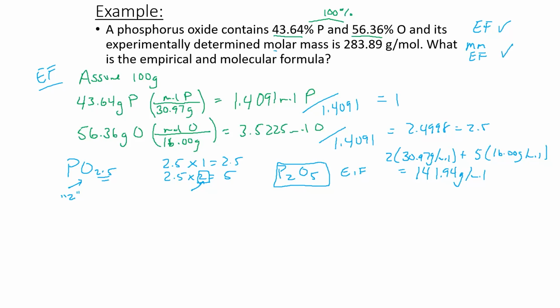And the third thing is again found in the actual problem, the approximate molar mass. So we're going to take the approximate molar mass of the compound, which in this case is 283.89. We're going to divide it by the empirical formula's molar mass, which is 141.94. And that's going to give us our factor to multiply the empirical formula by. And it looks like when you do that, that's going to give us a factor of approximately 2. So we're going to take our empirical formula and multiply it by 2. To give us a molecular formula in this case, P4O10.